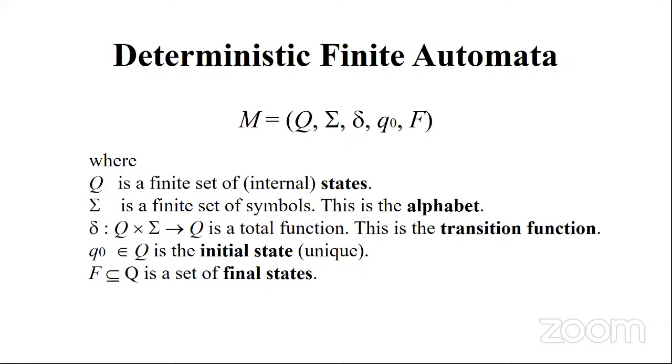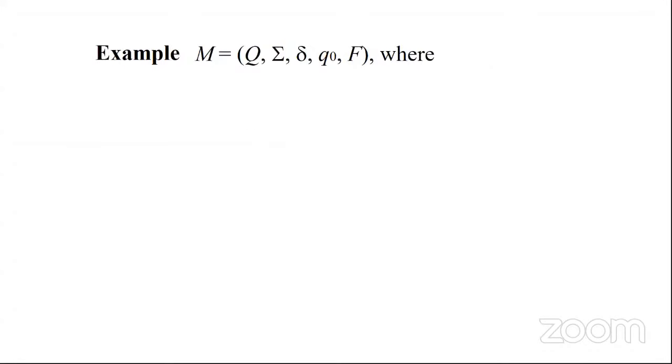And F is a subset of Q, that is the set of final states. Again, the initial state is unique, there's only one, but final states can be one or more. So there could be many final states, but only one initial state or start state. Okay, so we're just going to go to the example.